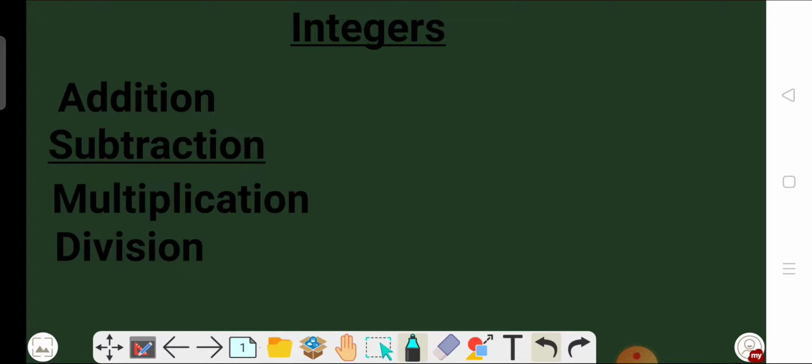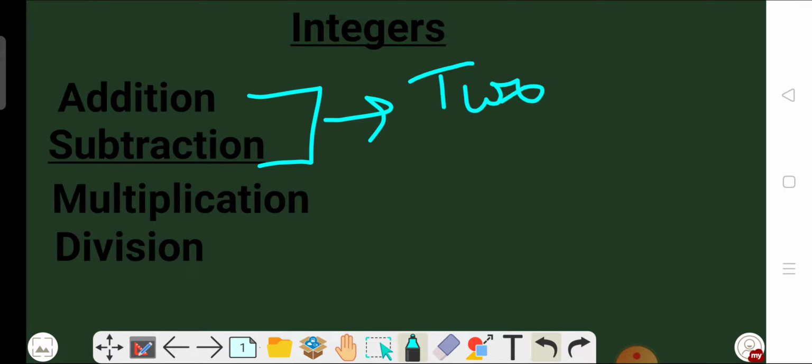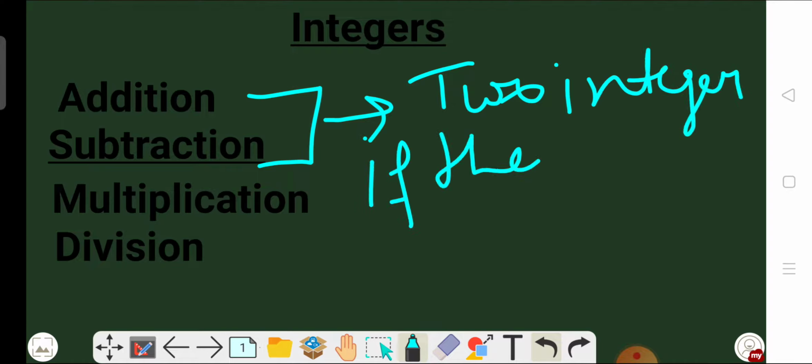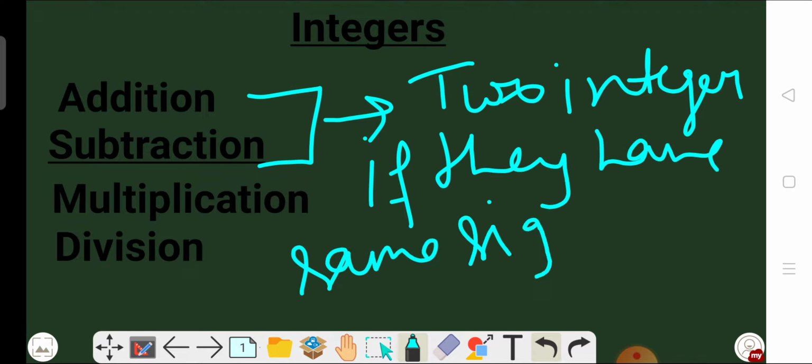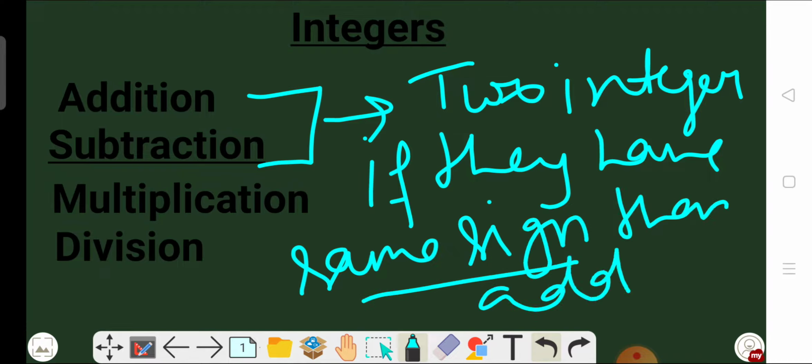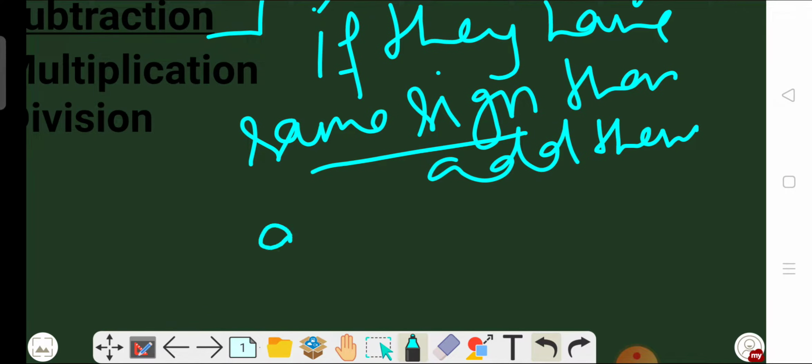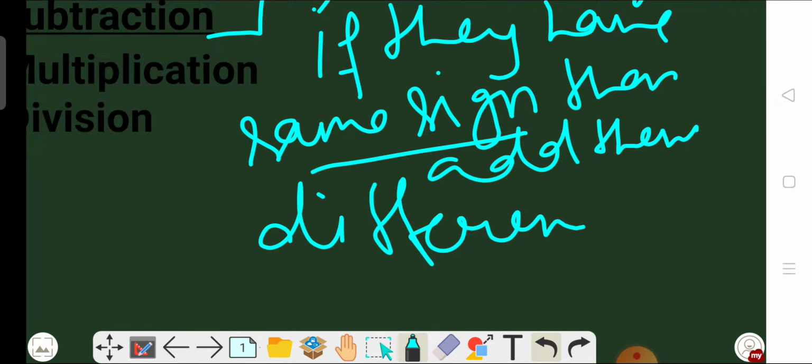Okay. In addition and subtraction, in both, if you have to add or subtract two integers, and if they have the same sign, then you have to add them. Okay. And if they have different signs, then you have to subtract.